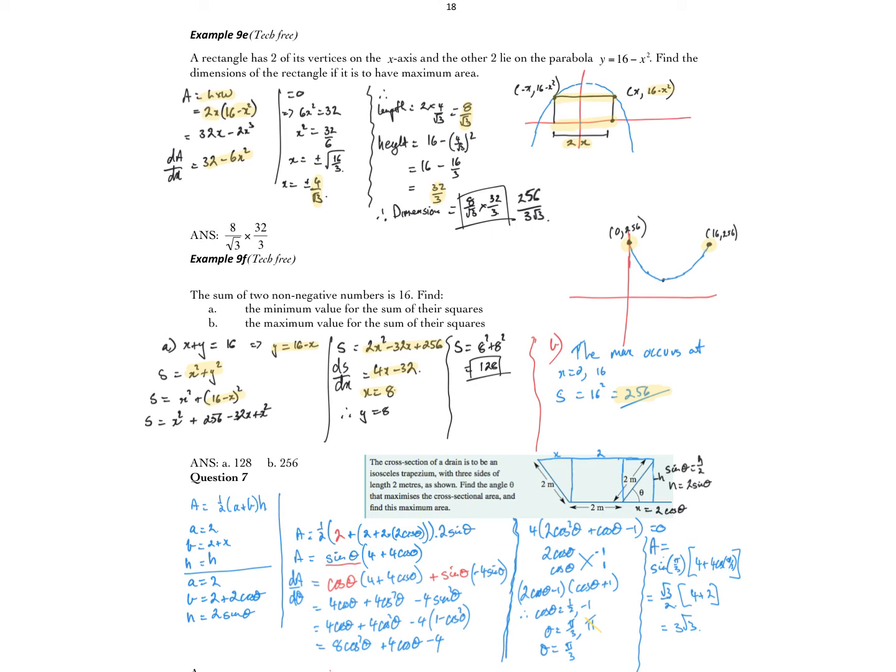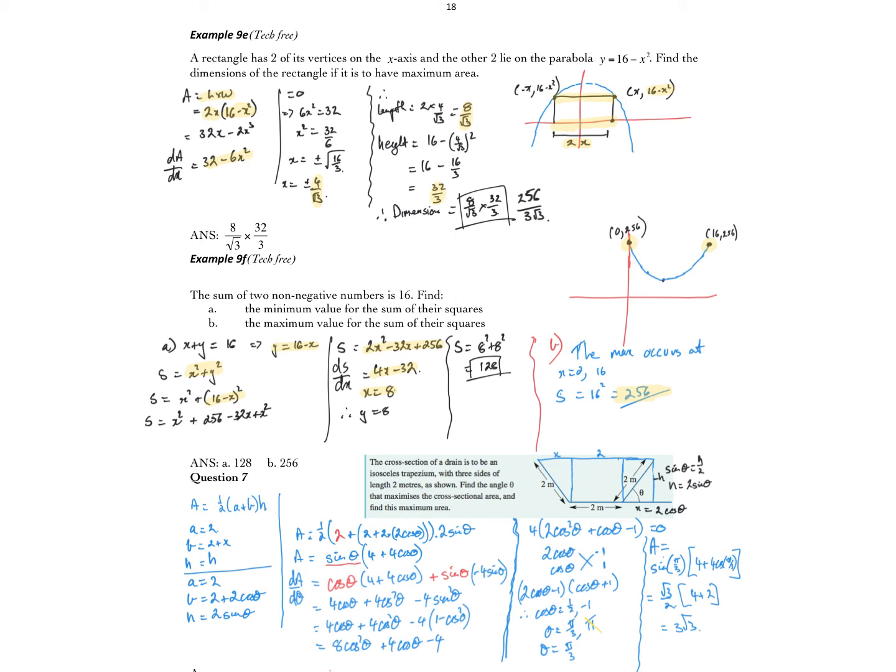All right, nearly there, a lot of examples, and I'd like to go through this one. Pause, read, watch, see how you go. The cross section of a drain is to be an isosceles trapezium. Of course it is. With three sides of length 2 meters as shown. Find the angle theta to maximize the cross-sectional area.